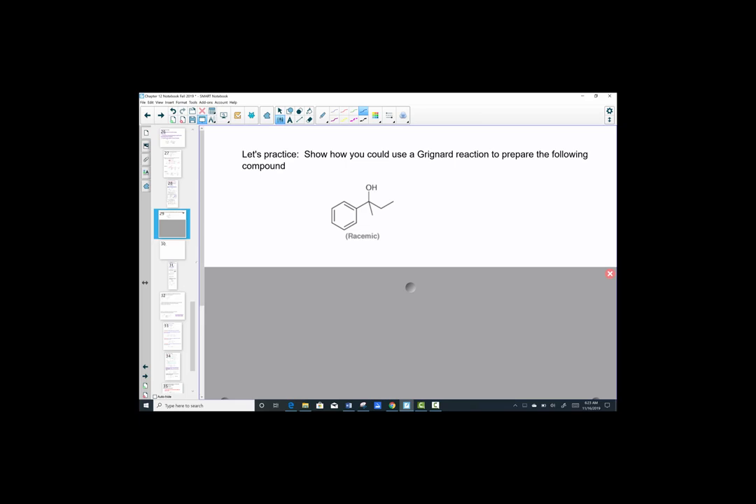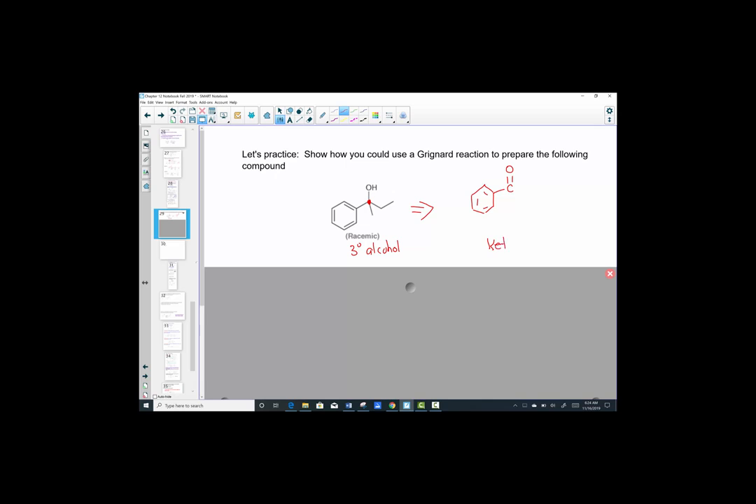So let's put it together with a practice. Show how you could use a Grignard reagent to prepare the following. Well, my first step is just simply locate the carbon that contains the alcohol. And when I think about the original structure, this is our benzene ring, leading out to the carbon that has the alcohol, and knowing that this particular structure had to contain the ketone, so it's kind of a retrosynthesis. What can I build that tertiary alcohol from? I can build it from a ketone.